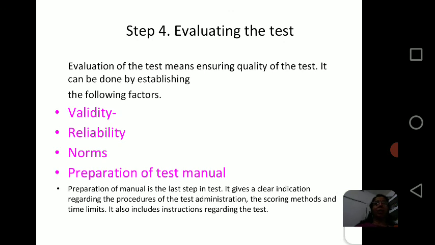Actually, it needs a lengthy elaboration and explanation. Explore these points and find out the detailed procedure of standardization. If you feel any doubt, please contact me. Thank you.